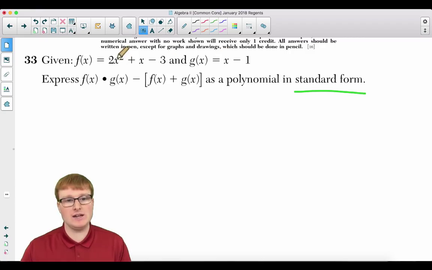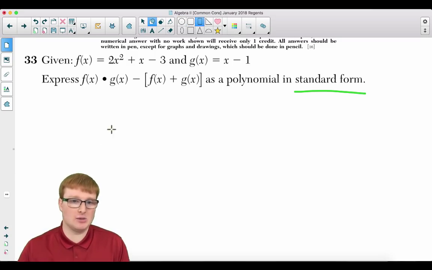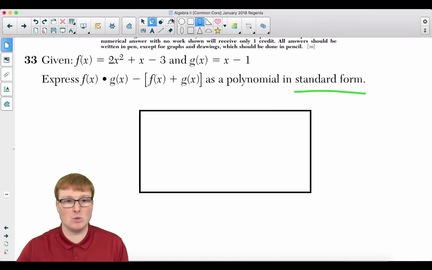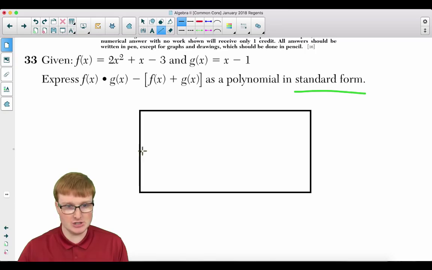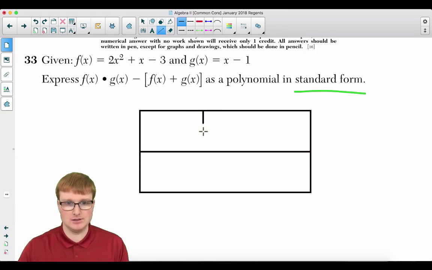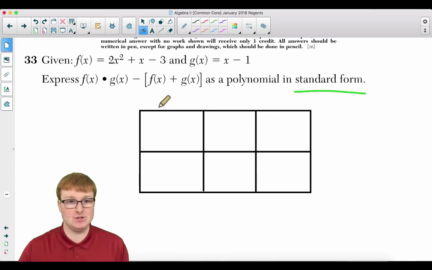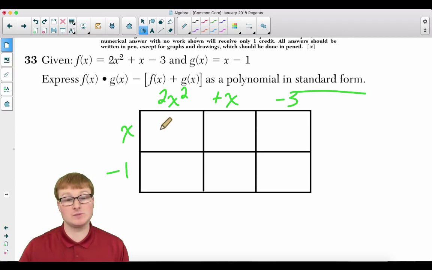Now, especially when it gets to a trinomial and a binomial, I like to go with the box method that you learned back in Algebra 1, just to make sure that I don't mess up. So I'm going to go ahead and do that now. So we have 2x squared plus x minus 3, and we have x minus 1. So we multiply these out.